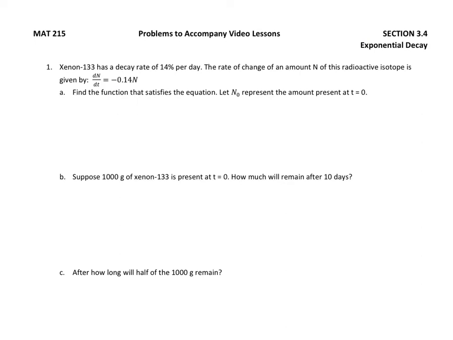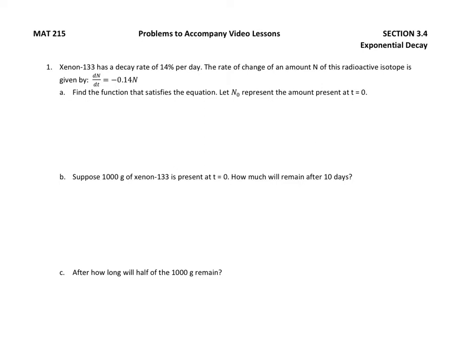Previously, we looked at examples of exponential growth. Now we're going to be looking at examples of exponential decay. So we will be working with functions that are decreasing rather than increasing, and so the derivatives are going to be negative. In this example, xenon 133 has a decay rate of 14% per day.